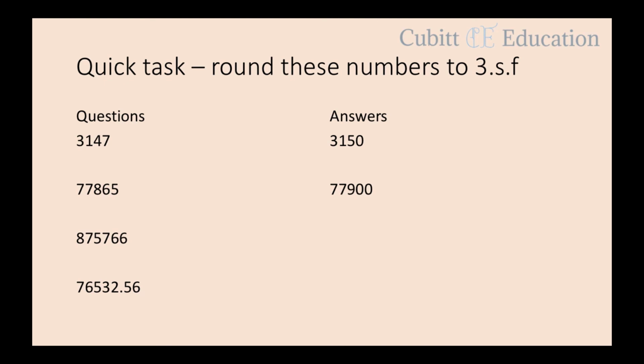875,766. We need to keep 875, but the number next to the 5 is 7, so that will round up to a 6. The 5 will change to the number above, so it's 876,000. Finally, 76,532.56. We need to keep 765. The number next to the 5 is 3, so the 5 will stay the same. So it will be 76,500. Okay, you won't put decimal points on the end.